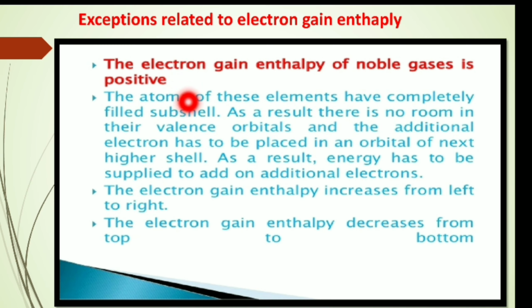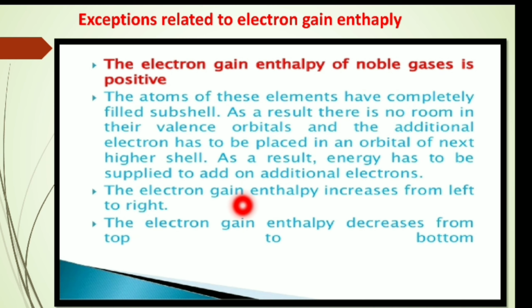The atoms of these elements have completely filled subshells. As a result, there is no room in their valence shell. It means no electrons are added because they are already stable. No loss or gain of electrons takes place. So as a result, energy has to be supplied to add an additional electron.